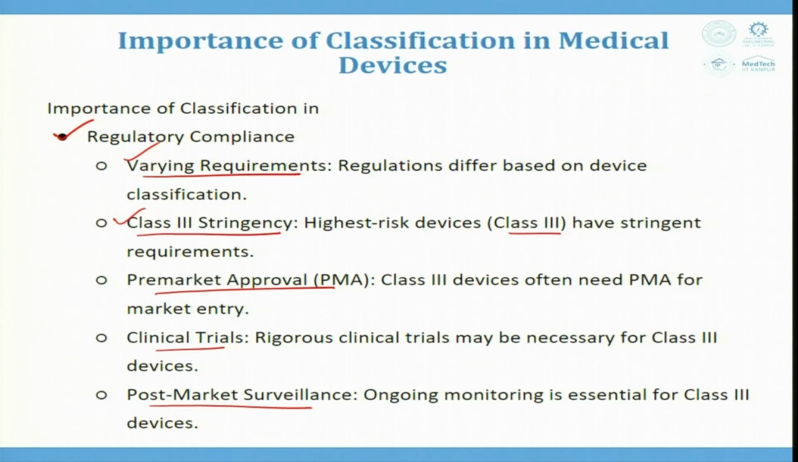Then pre-market approval, that is, class 3 devices often need pre-market approval for market entry. Without the approval, without the proper clinical tests and everything, we cannot even enter the market. Rigorous clinical trials may be necessary for class 3 devices, this we will try to see, and ongoing monitoring is essential for high risk devices, which are the class 3 devices, the classification that we are trying to talk about here in this lecture.